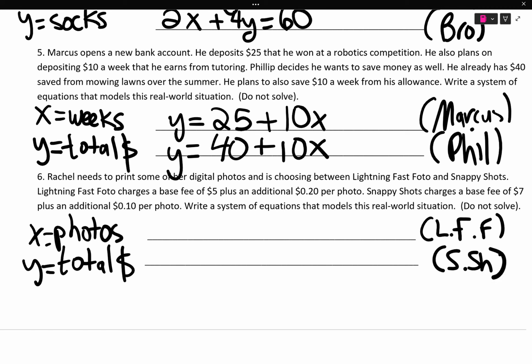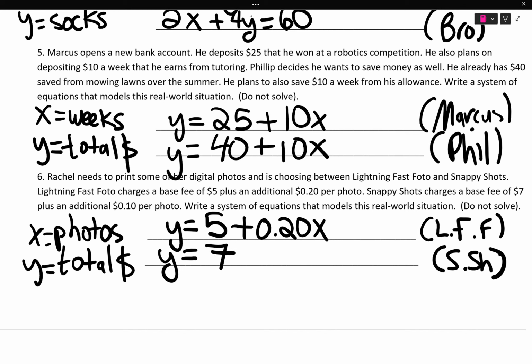Let's write one for Lightning Fast. The total money Rachel will spend at Lightning Fast Photo is going to be y equals $5 plus 20 cents, 0.20 per photo, so X. Same thing for Snappy Shots. The total money Rachel would spend, y, equals the $7 they require plus 10 cents per photo, 0.10 X.